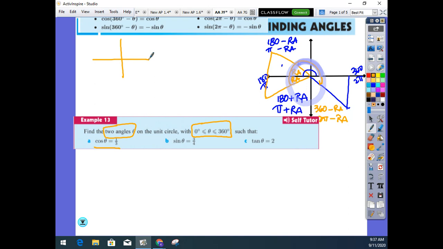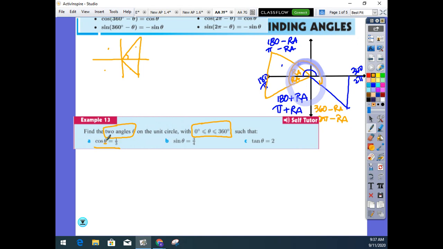Now think about, where is cosine positive? The first, all students take calc, and the fourth. So our first goal is to find this reference angle, and you're going to need your calculators. So if you don't have your calculator out, go ahead and pause the video, get your calculator. All right, so the next thing we need to do is figure out what this angle is. What angle gives us 1/3? Because there is no special triangle that uses 1 and 3 in it, so we have to use our calculator.